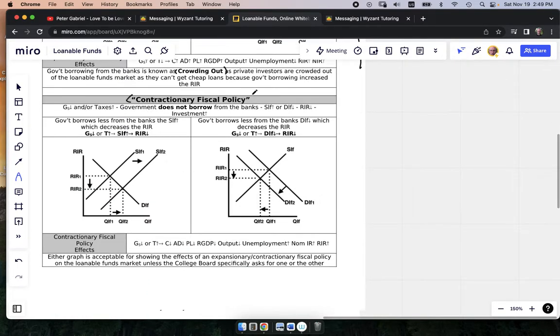Obviously, if it's contractionary fiscal policy, government spending is going down or taxes are going up. The government is not borrowing. That's how we want to think of it. So that means there's less demand for loanable funds, right? If there's less demand, we know it's driving down the real interest rate. That also means there's going to be more money in the banks, also driving down the real interest rate. Know how to do contractionary and expansionary fiscal policy and loanable funds. It's a small piece, but you're going to see it no matter what. It's always on the test, so no way to get away from it.